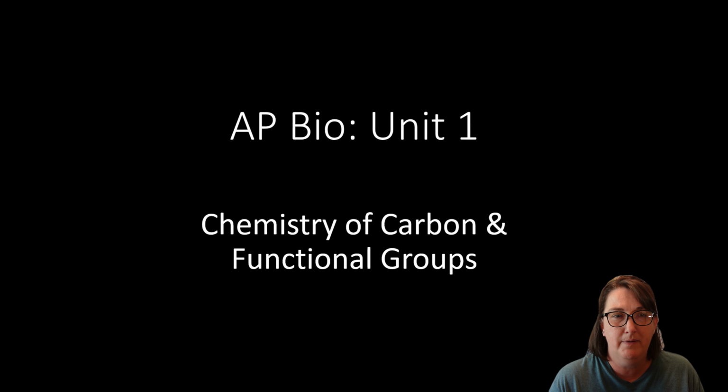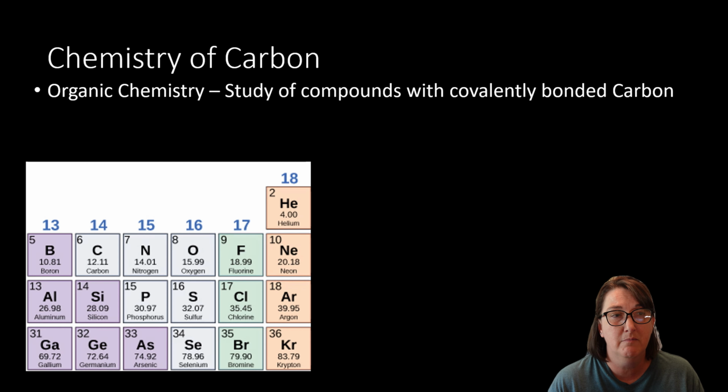This is going to be AP Bio Unit 1. This is going to be covering the chemistry of carbon and functional groups. So the chemistry of carbon, when we talk about organic chemistry, is working with compounds of carbon, which can covalently bond. I can have single bonds, triple bonds, double bonds.